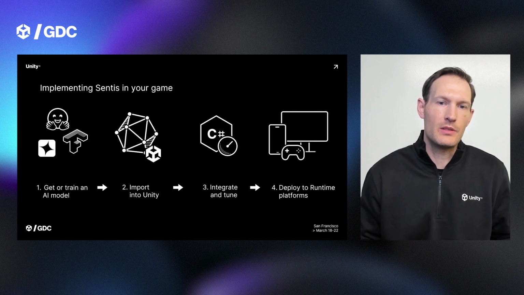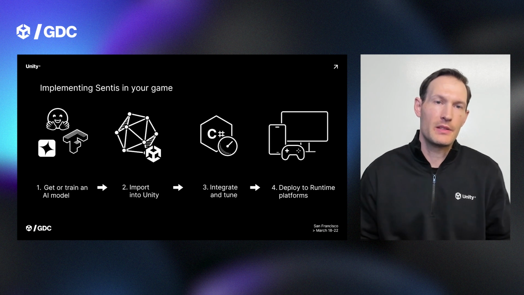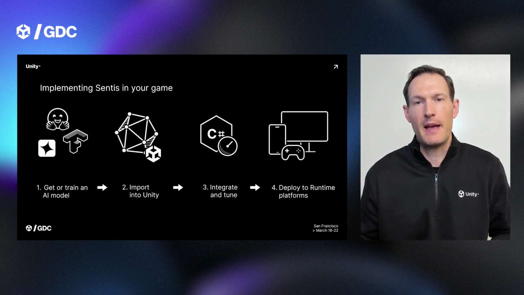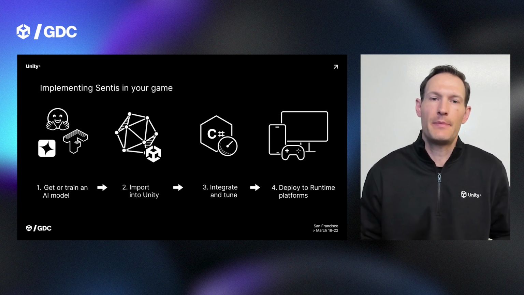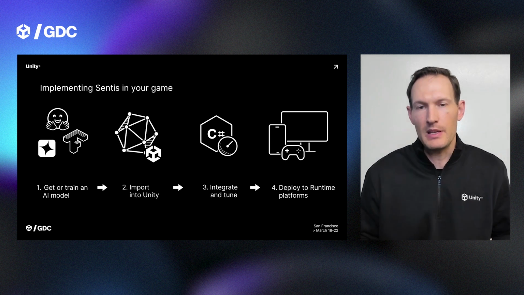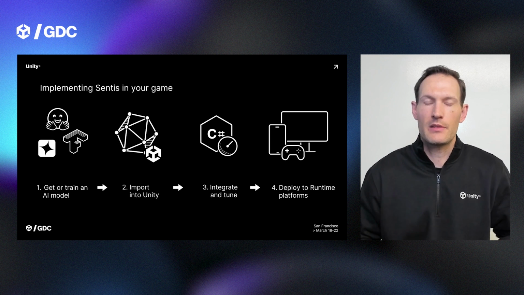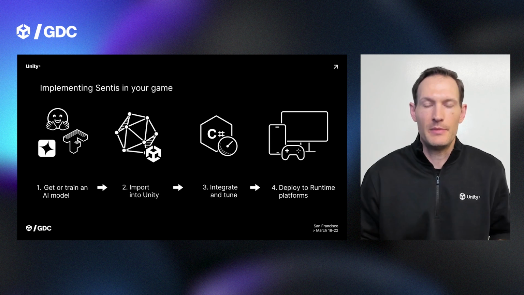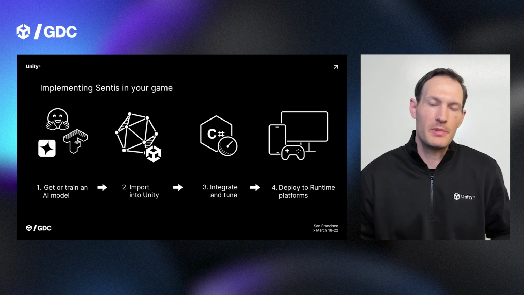Step 2 is to convert your model to the ONNX file format and import into Unity editor. Assuming you have the Sentis package installed, all you do is drop that ONNX file into the project assets folder. Next step is where the real work begins. You need to integrate those network inputs and outputs, we call them tensors, to your C# game code.